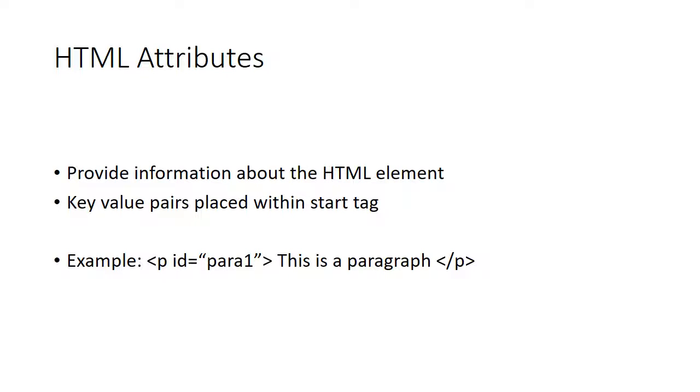Attributes are nothing but key value pairs that are placed within the starting tag of an element. They basically provide more information or tell the browser additional things that it needs to do with that element. As we saw in the previous example, the href attribute provided the location that the link needs to take the user to, or the browser needs to navigate to.